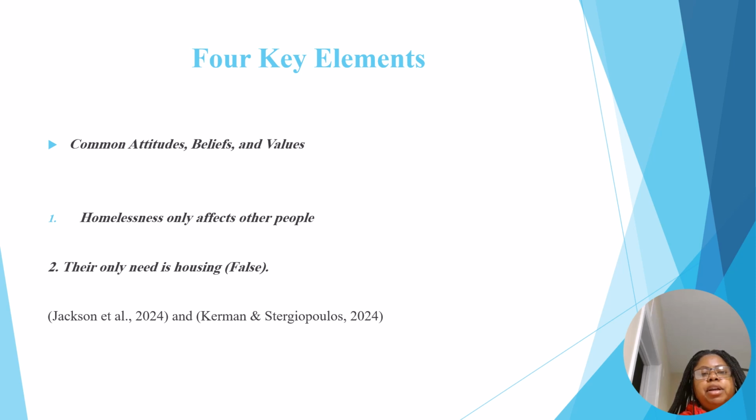Another primary perception about this group is that there is only a need for housing. Jackson et al. 2024 and Kerman et al. 2024 both confirmed that housing is the primary need. However, it's not the only need. A lot of these individuals, like I mentioned in the last slide, have unmet health needs. They need to have their substance use addressed, some have mental health disorders, others have medical issues that remain unchecked. Those are the two most common attitudes and beliefs regarding this cultural group that I found during my research.